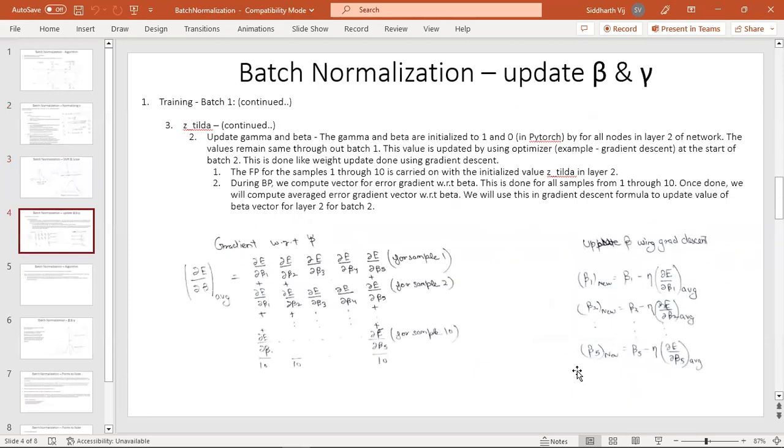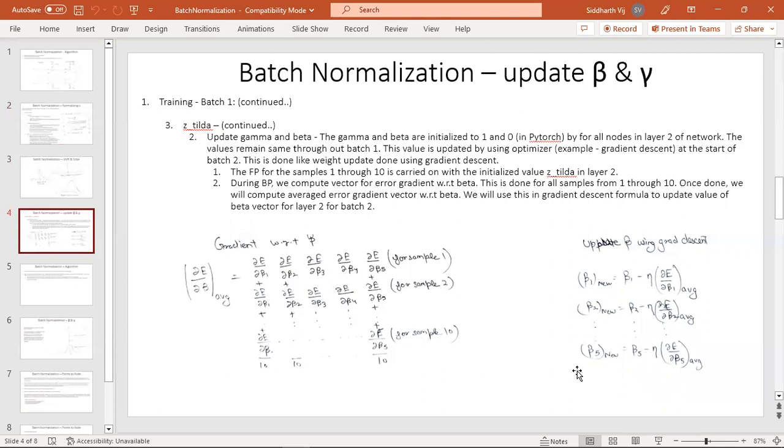Now, the question is, how do we update the values of gamma and beta? Gamma and beta are generic parameters, just like any other parameter of the network, right? So that means they should be updated in the exact same way as other parameters are getting updated. The other parameters are weights of the network, and weights of the network are getting updated through gradient descent, let's assume. So that means beta and gamma should also get updated through gradient descent, right?